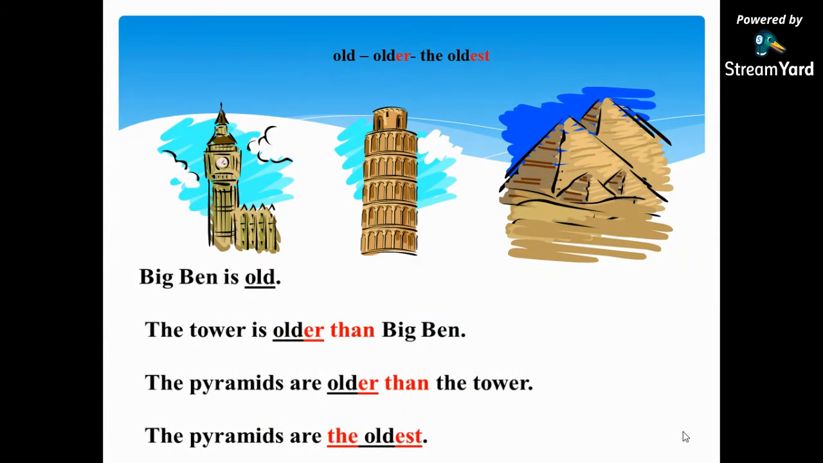And here we have some examples. We have the Big Bang, the Tower of Pisa, and the pyramids. The Big Bang is old. The tower is older than the Big Bang. The pyramids are older than the tower, and the pyramids are the oldest of the other ones that we already mentioned.